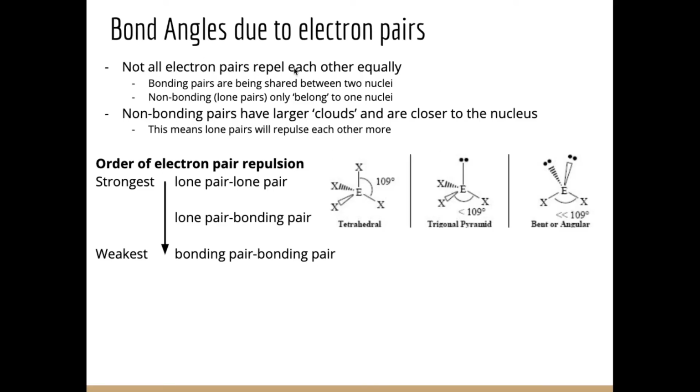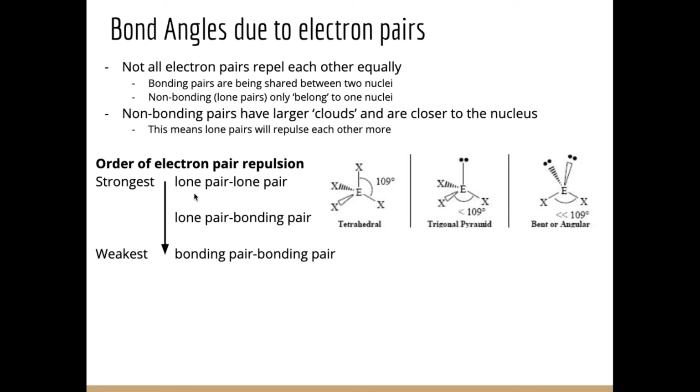Not all our electron pairs repel each other equally. Bonding pairs are being shared between 2 nuclei, whereas non-bonding or lone pairs only belong to 1 nucleus. So in the case of a bond here, this electron pair is being shared between both this and that atom, whereas this non-bonding pair, this lone pair, isn't being shared with anything else except that one atom. So this means that the non-bonding pairs have a larger electron cloud, and they're closer to the nucleus, so they will repel more than bonding pairs will.